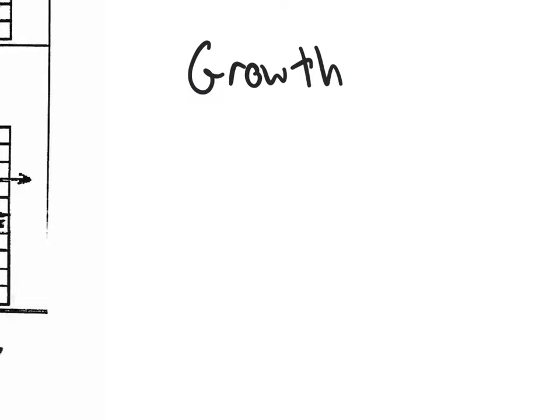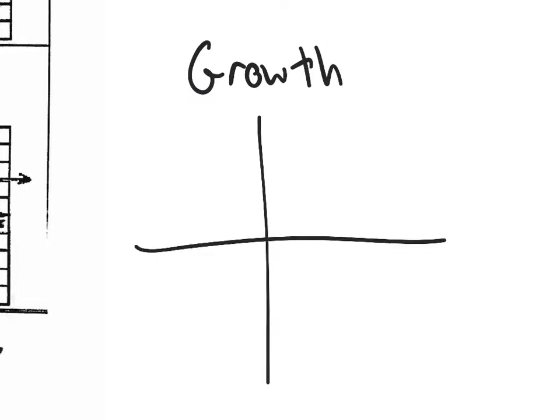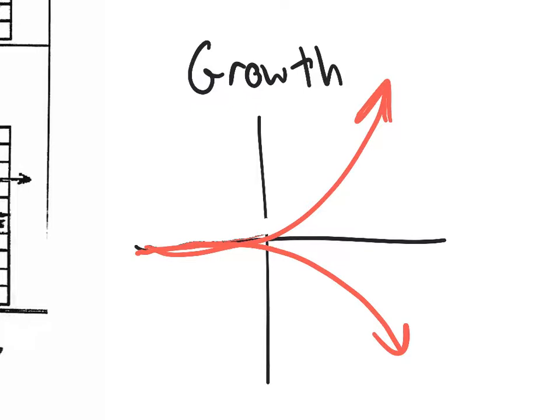A growth function either approaches positive or negative infinity. It does not approach a specific value. So a growth function, it could be starting off at nothing and then it grows, right? Or, let me erase that. Or you could be starting off at a certain value and then it grows but in a negative direction. So if it grows up to positive infinity, that's growth. If it grows down to negative infinity, it's still growth, okay?